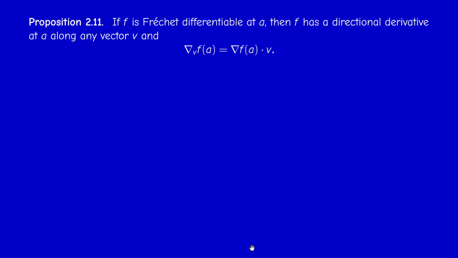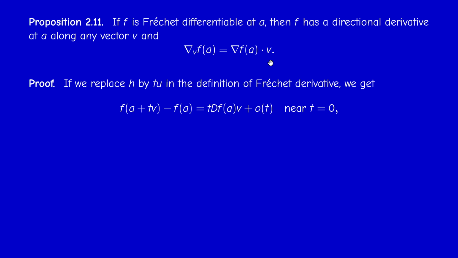And it's easy to prove that if f is Frechet differentiable at A according to our definition, then f has a directional derivative at A along any vector v, and the directional derivative along v is given by just the dot product between the gradient and the vector v. So it's a real number. This is very easy because of the Frechet differentiability at A: you just replace h in the definition by tv. v is fixed here, but t varies. So here it should be tv actually, not tu.